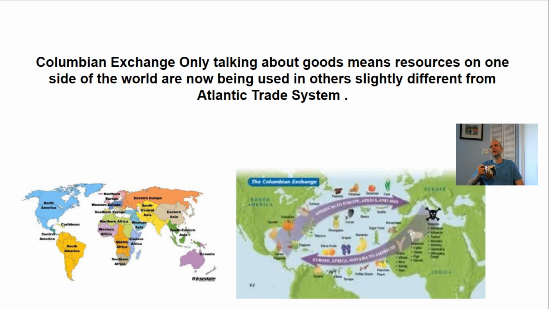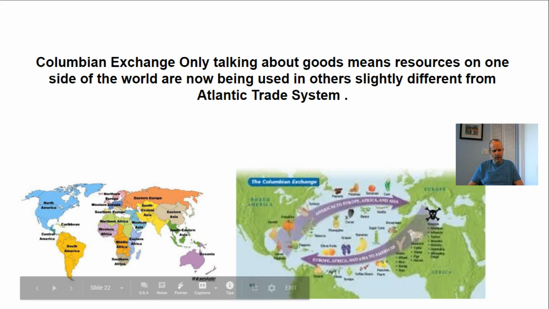Now, when we're referencing the Columbian Exchange, it's different from the triangular trade network, because the Columbian Exchange is not just the goods that are being bought from Europe, manufactured, to Africa to be traded for the slaves, brought over to the New World, the slaves to be used as forced labor, and then they trade raw goods back to Europe. That's a triangular trade.